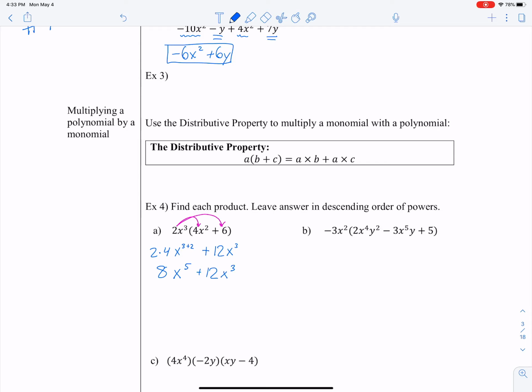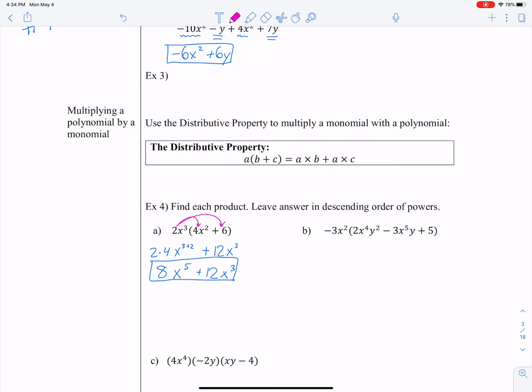So now I see if I have any similar terms. So I don't. This is x to the 5. This is x to the 3. So I can't combine these at all. Okay, so I have no like terms. The next thing I do is I check to make sure that these are in descending order of powers. So here, my power is x to the 5. Here, my power is x to the 3. So these are in descending order of powers, meaning that the bigger power is first. So this one's done.